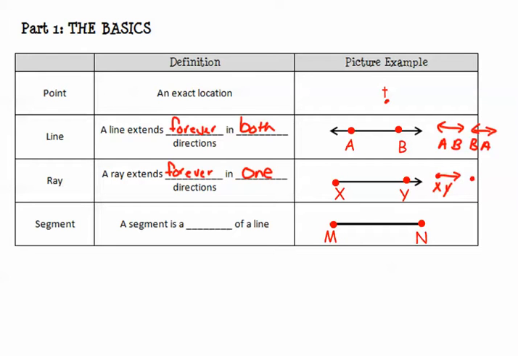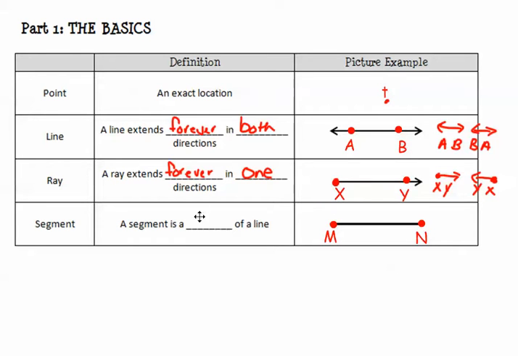Okay, you couldn't say this, YX. You couldn't say ray YX because Y is not the endpoint and it's not going forever in the X direction. Okay, it's not going forever that way. So that one doesn't work. You could say this if you wanted. You could say it's ray XY because the endpoint is still here, okay?